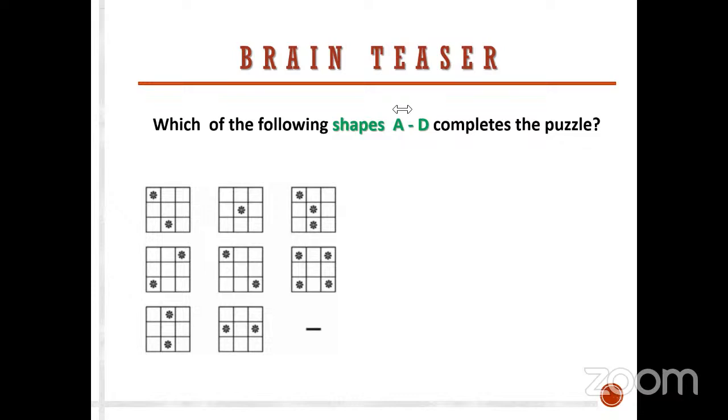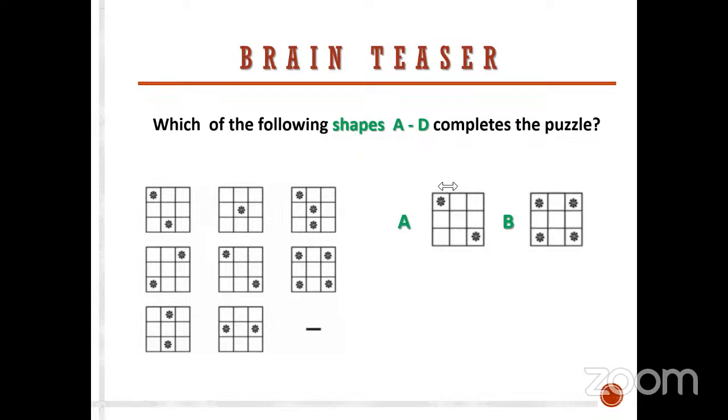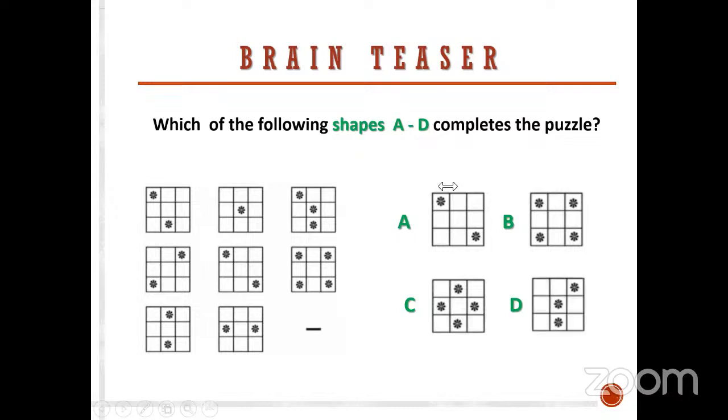Now, to get into today's session, to get you warmed up, look at today's brain teaser. Which of the following shapes, A to D, completes the puzzle? You can type your answers in the chat. Examine the shapes carefully and see which of the shapes from A to D best completes the puzzle. I'd love to hear your reason.